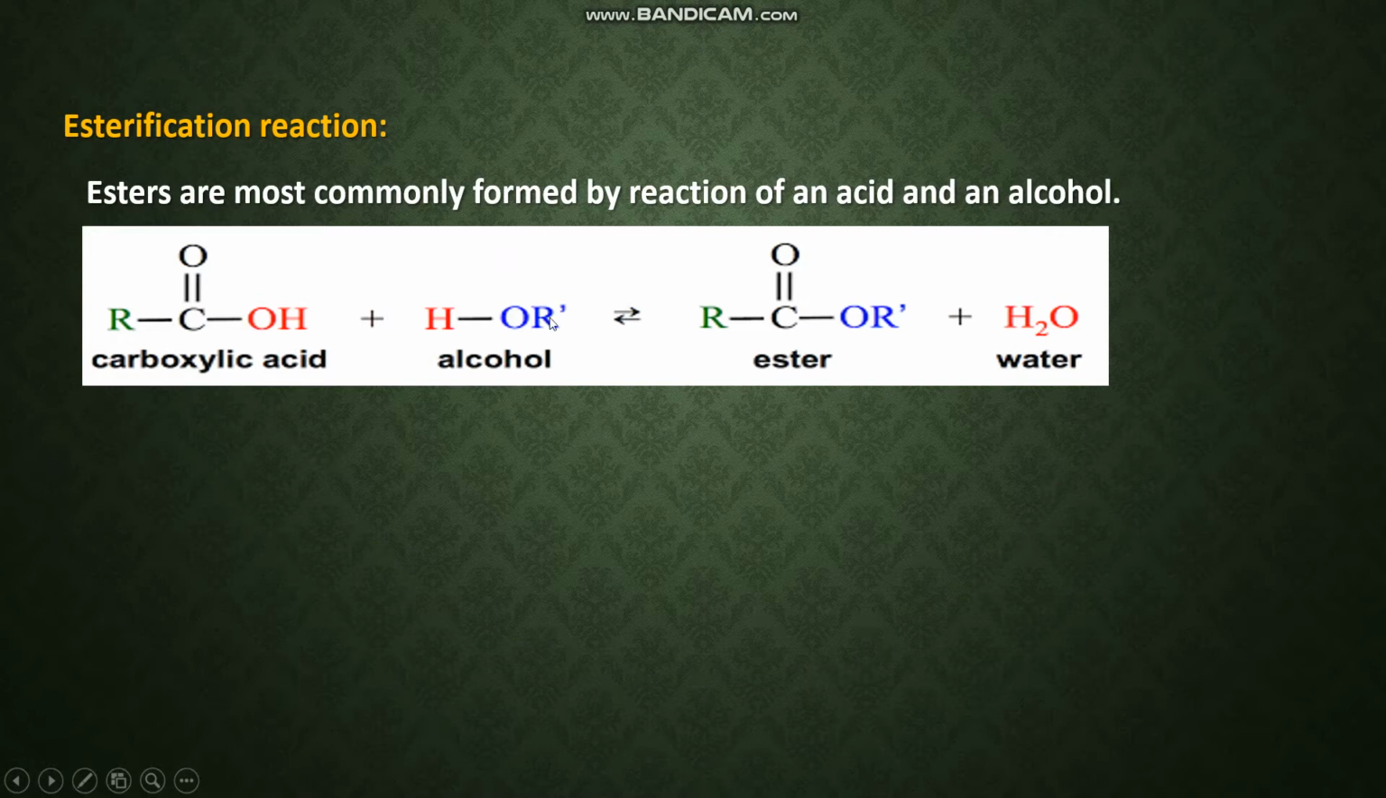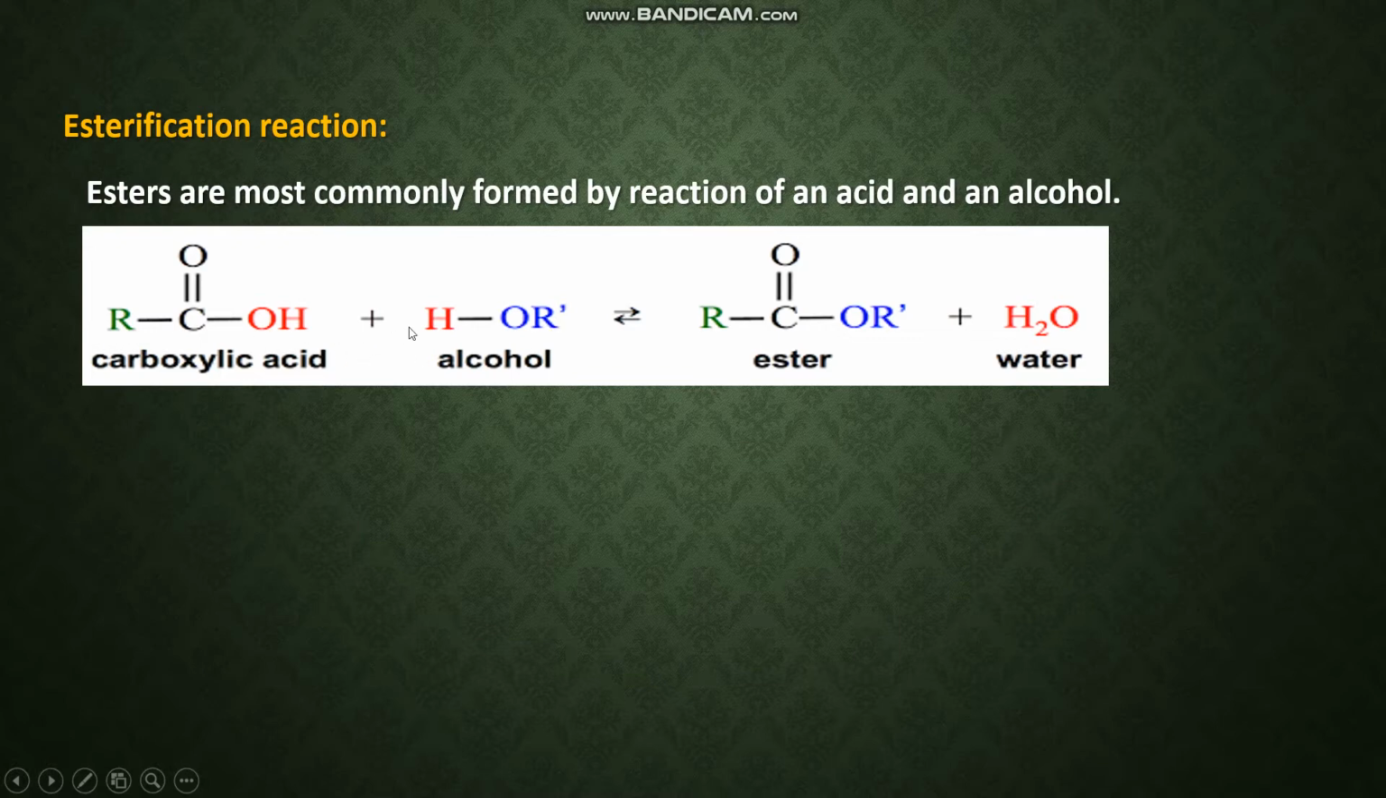This is the general representation of an alcohol. You know the functional group of alcohol is OH. So one alkyl group is attached to an OH group: CH3OH, C2H5OH, etc. To understand this reaction better, the alcohol formula is written in reverse: R dash OH. Why is R dash written?